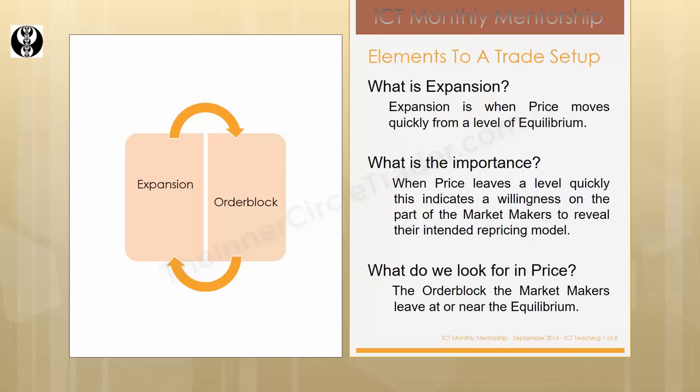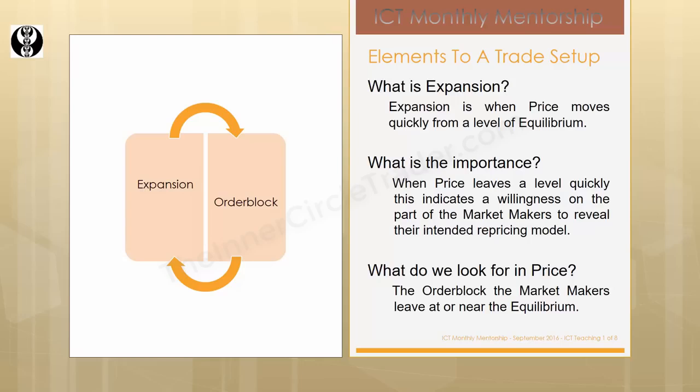Well, if we're in a consolidation, or a point of equilibrium, if price were to move up quickly, that would give us an indication of looking for a bullish order block. We don't want to chase price. We're going to wait for price to come back down into the order block. Where is that going to occur? Well, what do we look for in price?